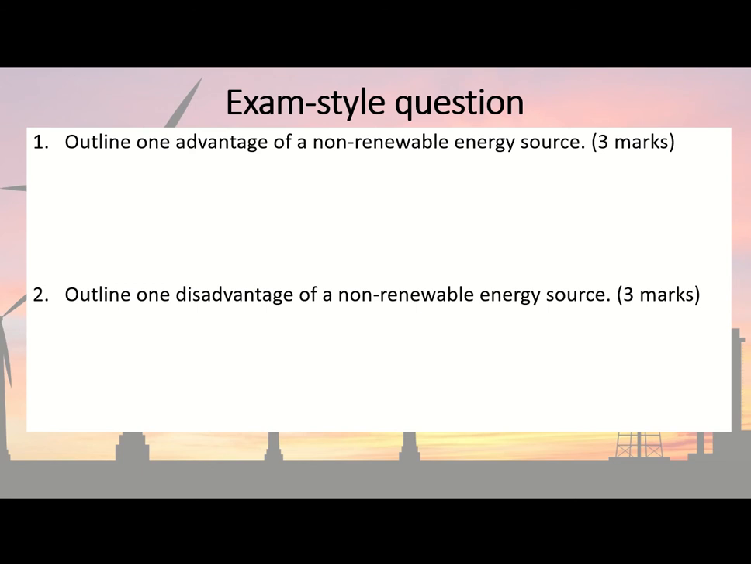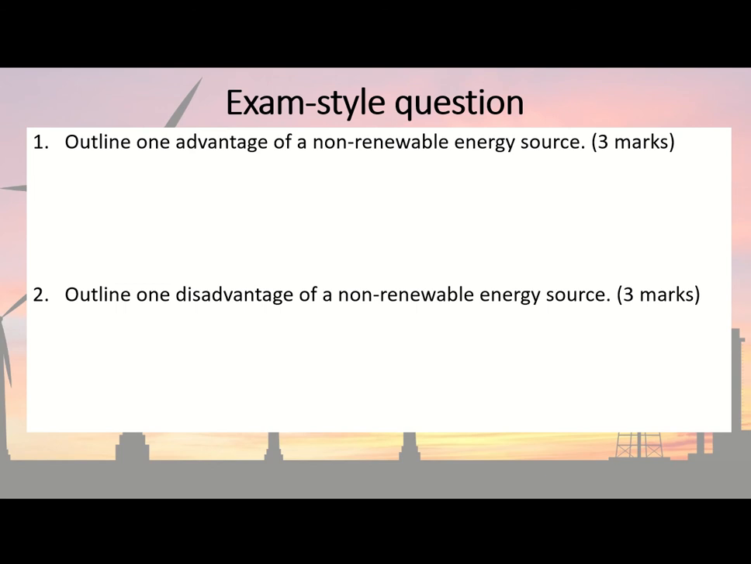There's always about 2 or 3 in every exam series, and these are the ones that I find more tricky, because the way to answer them, although it is very structured, very definite, requires you to just go on and on and on about the same point. So here we go. We've got an example, and I'll model it up for you. It says outline one advantage of a non-renewable energy source for 3 marks.